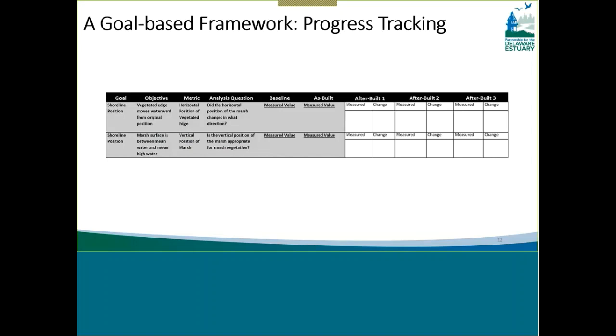So again, this has a little bit from the first table, my goal, my objective, my metric, my analysis question. Now I have my baseline. Maybe you conducted an as-built survey because it changed a little bit. Maybe you went out, you built an edge, and you went out and planted grass. Well, if you went out and planted grass, are you going to say your living shoreline grew that grass, or did you actually plant it? So maybe your baseline condition and your as-built condition differ a little bit.